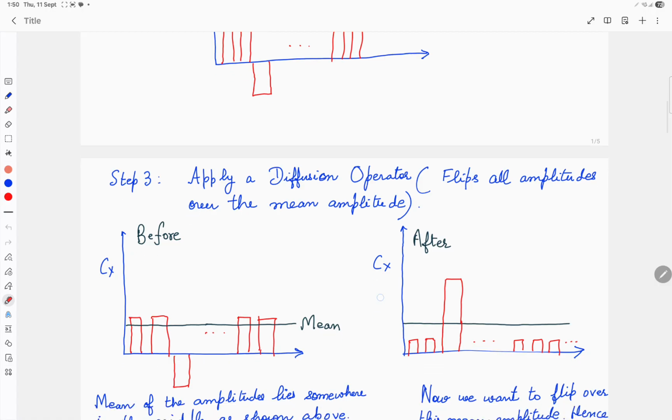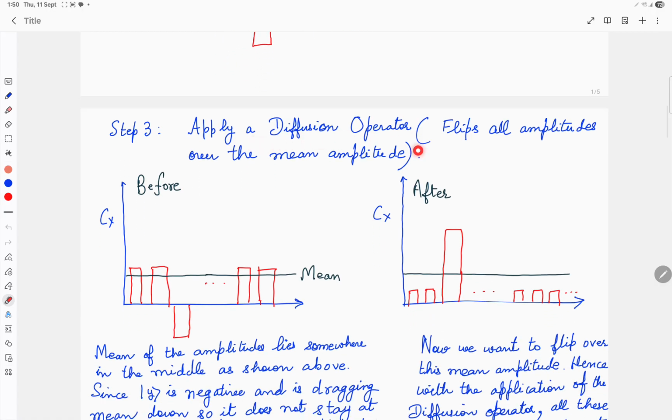After the phase flip oracle, we apply a diffusion operator. Now, what is the job of the diffusion operator? It flips all amplitudes over the mean amplitude. We'll try to see what the flipping of all the amplitudes over the mean means, and it is also known as inversion about the mean. We will look at the meaning of inversion about the mean in classical terms with the help of an example, and in quantum terms.